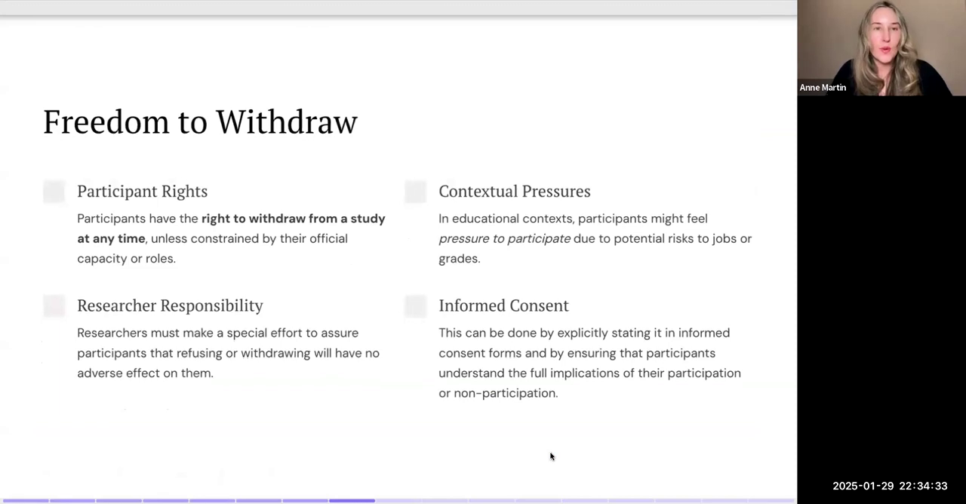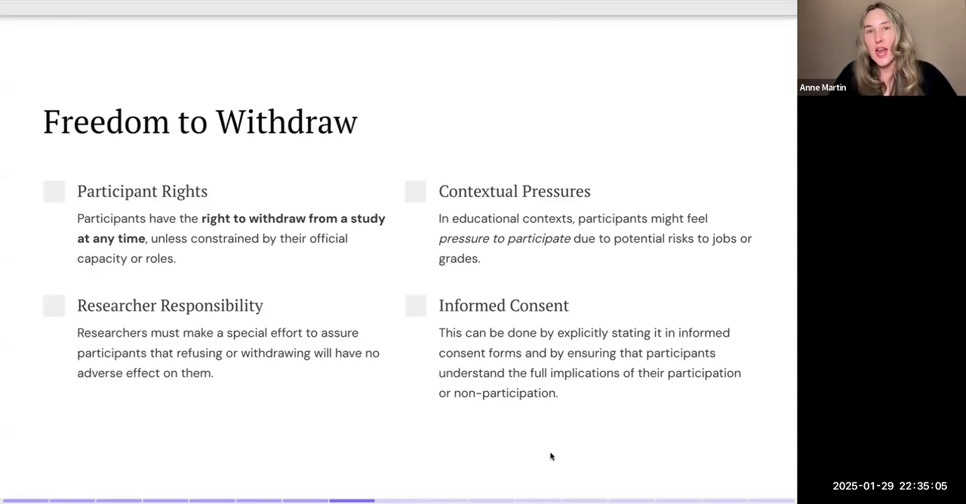Another important principle is the idea of freedom to withdraw. Ethically, participants are able to withdraw from the study at any time while the study is being conducted. So even after they've started participating, they can still withdraw, and maybe even after they've finished their interview, they can still withdraw. It is the researcher's responsibility to make sure that participants understand that, and also that the participant is not feeling the effects of contextual pressure.